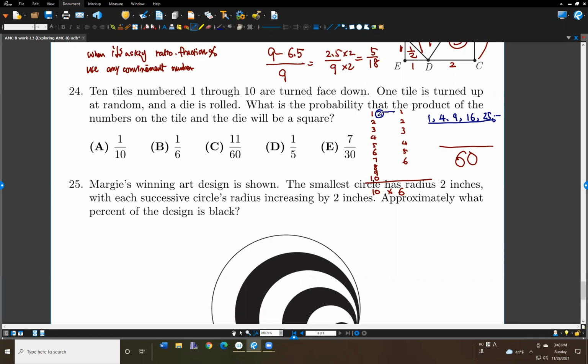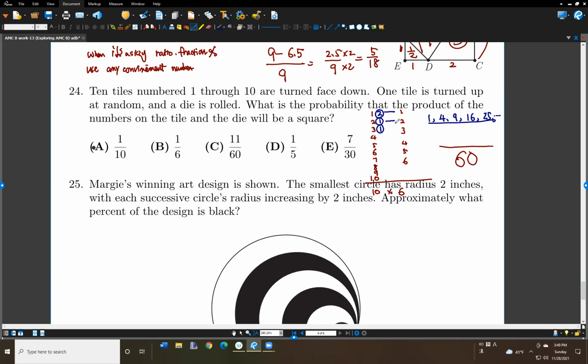Second one with the number 2, what is it? 2 times 1, no. 2 times 2, yes, that's a square. 2 times 3, no. 2 times 4, no. 2 times 5, no. 2 times 6, 12, that is not perfect. Only 1 number. With number 3, 3 times 3, yes. And 3 times 4, 12, no. 3 times 5, 15, no. 3 times 6, 18, no. Only 1 number.